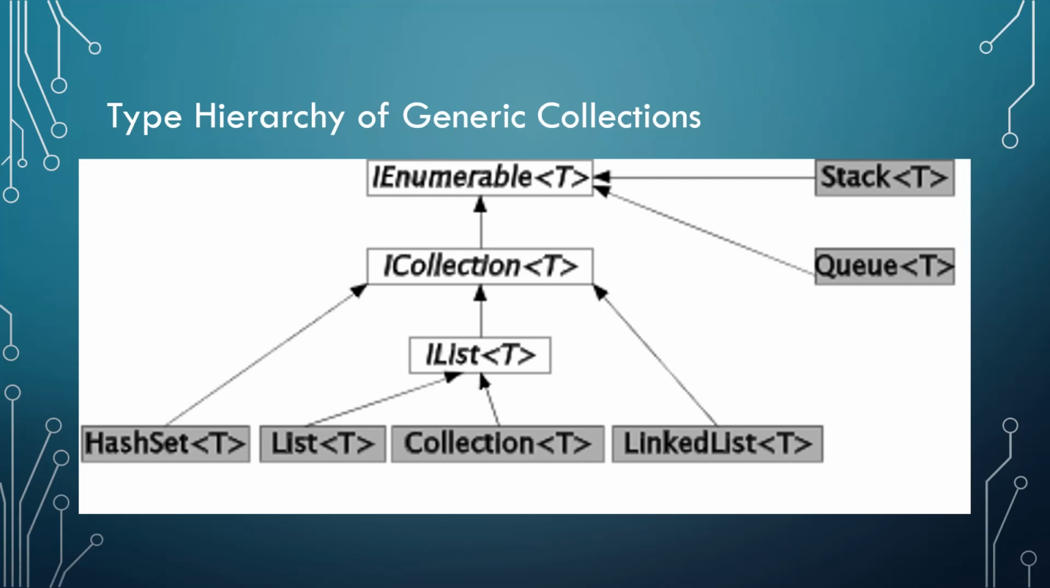ICollection, IList, and then the four classes that inherit from those, the four concrete classes at the bottom: the hash set, list, collection, and linked lists. We'll go through each of these elements in turn, starting from the top, IEnumerable, and we'll look at the details of what each of these bring to the table.